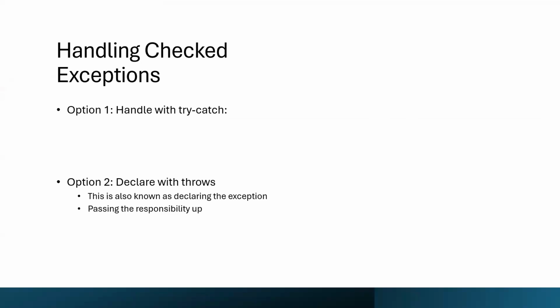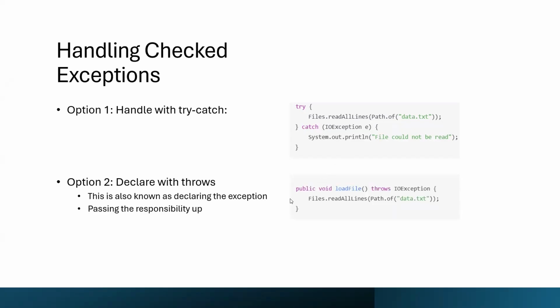And checked exceptions, you can handle them with a try-catch block, or you can use the declare keyword in the method signature. We also call this declaring the exception, passing the responsibility up, ducking the exception. You get the gist. So we see examples like this. It tries to read from a file that doesn't exist, and it throws an exception after catching it. Here we declare in the method signature that it's going to throw an exception.